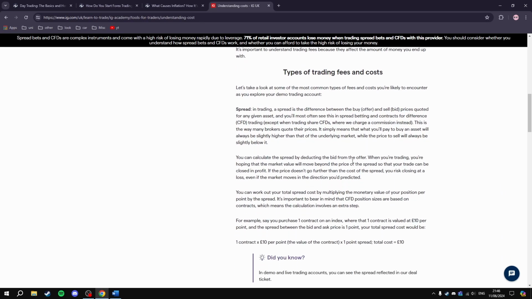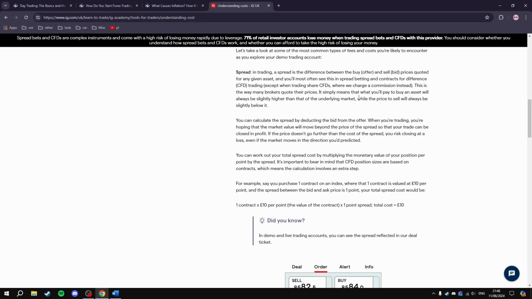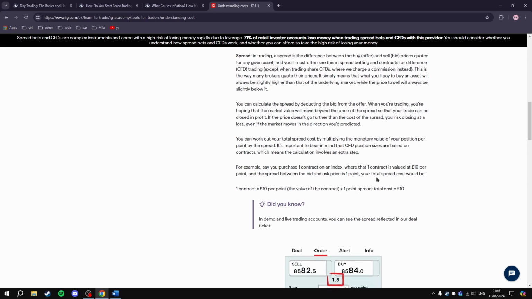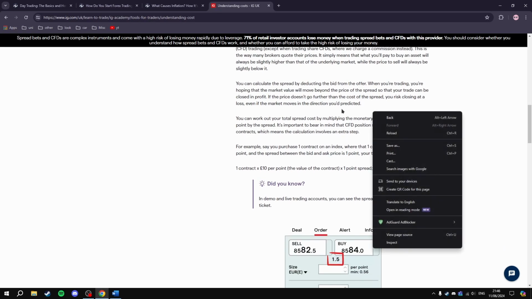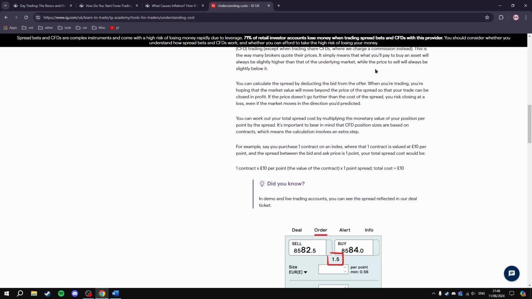And then we've got types of trading fees and costs. So spreads: the spread is the difference between the buy, which is the offer, and the sell, which is the bid prices quoted for any given asset. You can calculate the spread by deducting the bid from the offer. When you're trading, you're hoping that the market value will move beyond the price of the spread so that your trade becomes profitable. If the price doesn't go further than the cost of the spread, you risk closing at a loss even if the market moves in your favor.